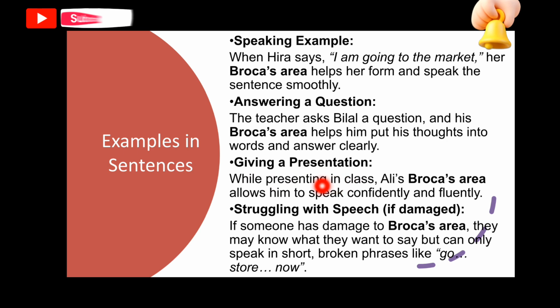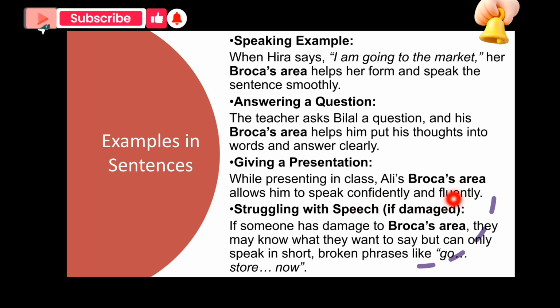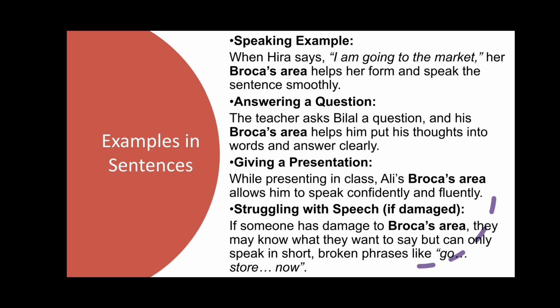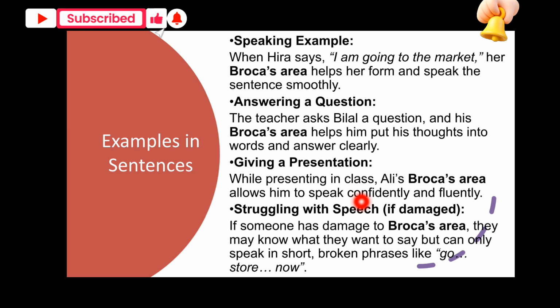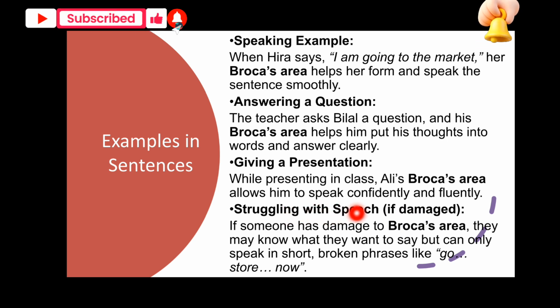Giving a presentation. While presenting in class, Ali's Broca's area allows him to speak confidently and fluently. Again, that is speech production. If you speak confidently and fluently, that is because of your Broca's area. If Broca's area is damaged, then you will struggle with your speech.